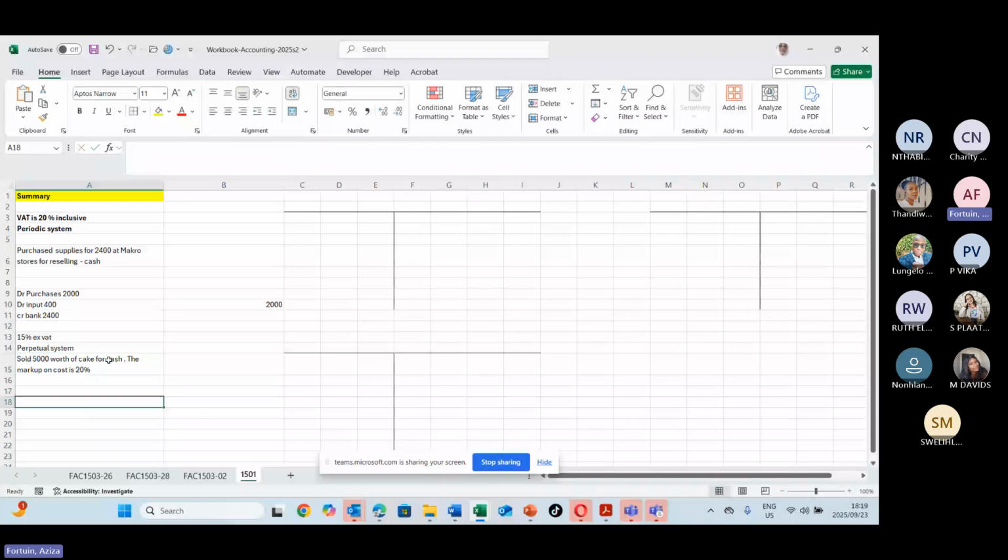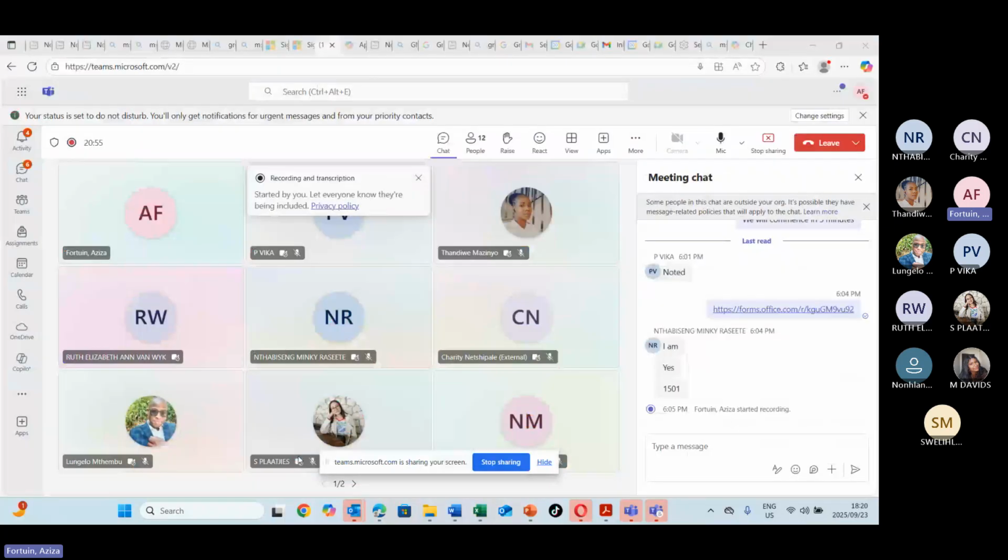What are the entries for this? I don't know if Ruth wants to try this one again because she loves this perpetual system so much. No, I'm going to confuse all your students, I assure you. Clearly, I've misunderstood it. Somebody else can try this. I don't think that you will confuse them. I think they learn from your mistakes.